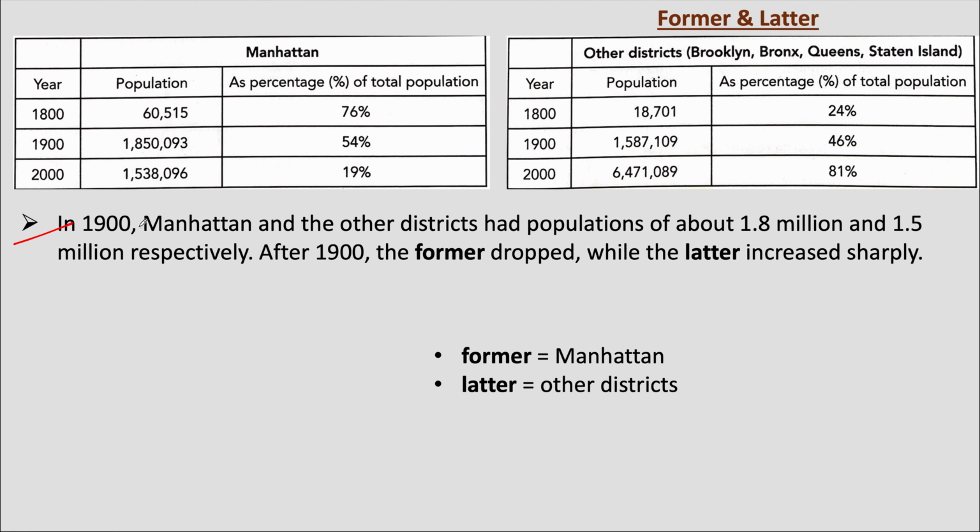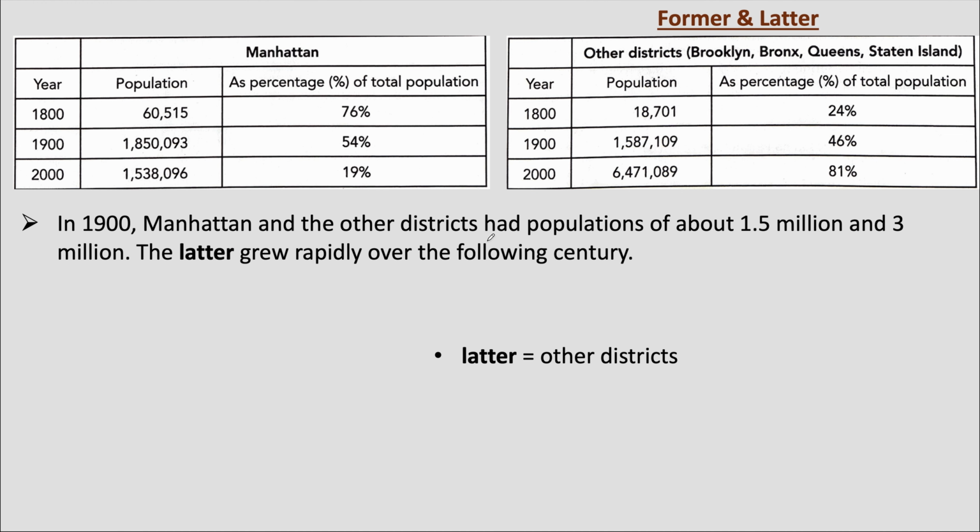In this example, first we mention two places and their population figures. After that, we say the former dropped, which means the population of Manhattan dropped, while the latter increased, that is, the population of other districts increased. We can also use only one of them.